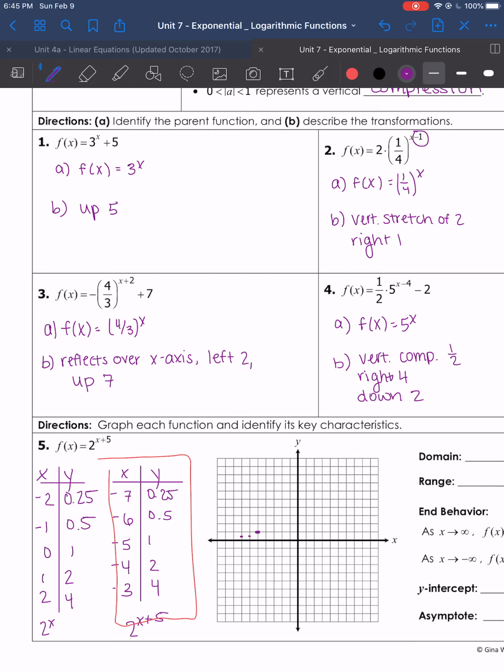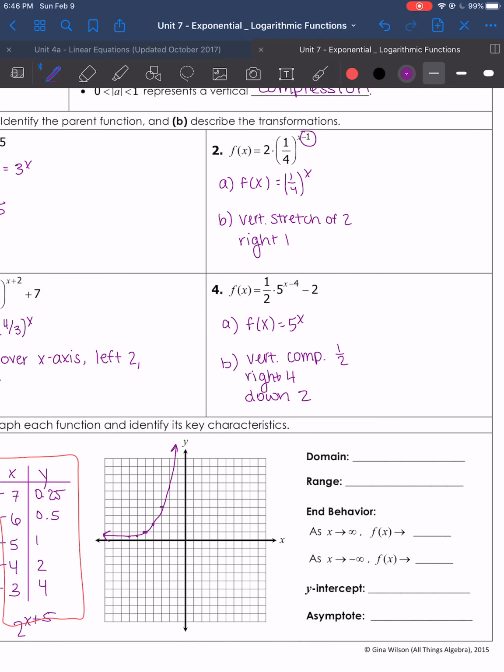So it's just going to shift everything, that 2 to the x, over by 5 units. So it's still the same function, just shifted. Same shape and everything. So there's my function. Now let's talk about some characteristics. So my domain is all real numbers still. My range is still going to be y greater than 0.